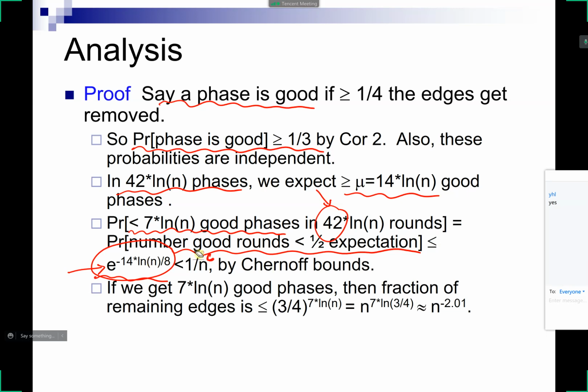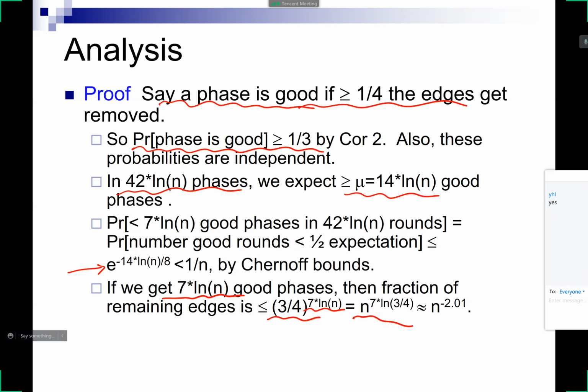So then what we see is that with high probability, with at least 1 minus 1/n probability, you're going to get at least 7 log n good phases. Now, each time you get a good phase, you're going to take out at least 1/4 of your edges, because that's what it means to be a good phase. So if you get 7 log n good phases, then the number of edges that remain after this is going to be at most 3/4 to the 7 log n power. And if you plug in all these numbers, you're going to get that this is going to be less than 1/n squared.